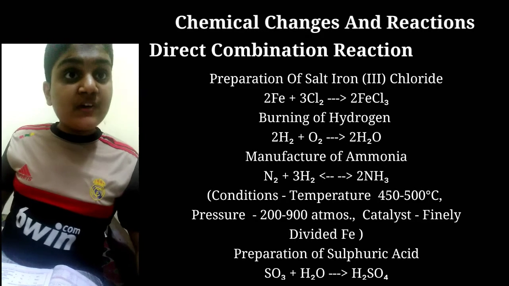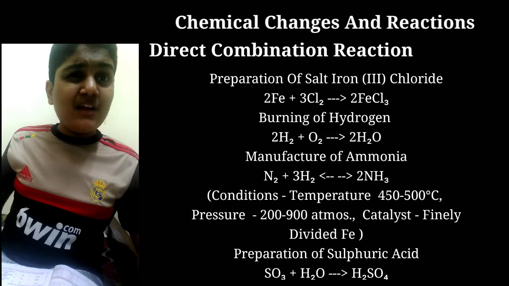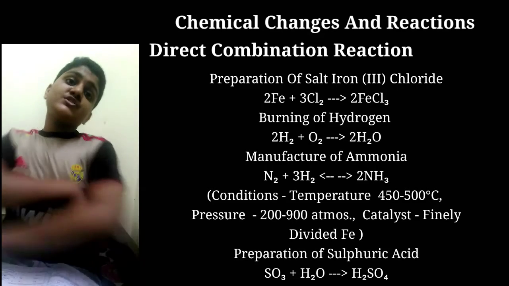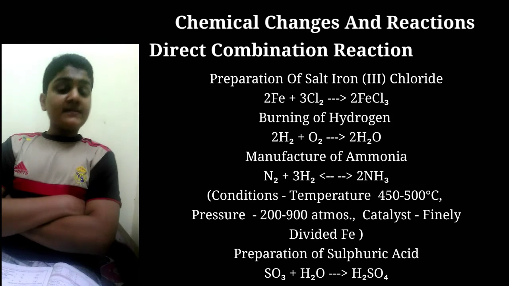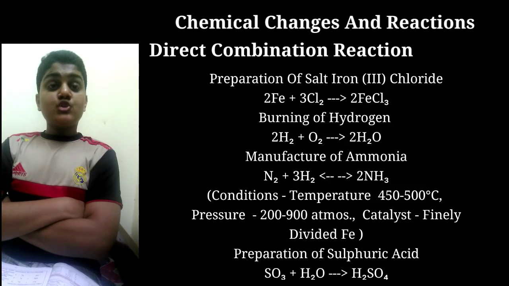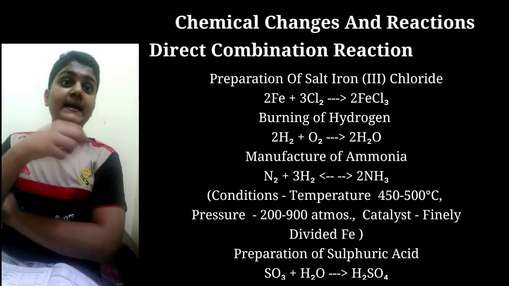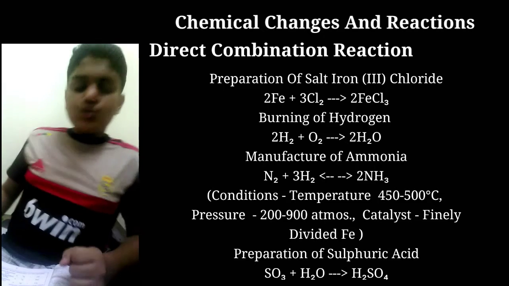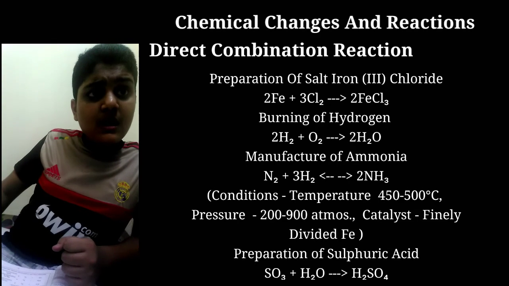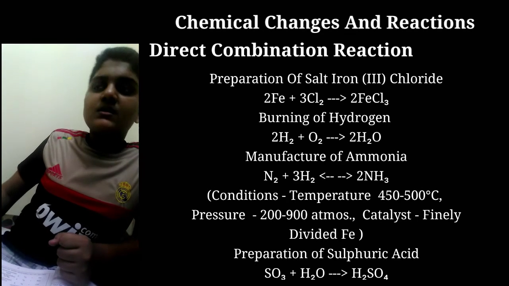Next, how will you manufacture ammonia? What is the formula of ammonia? NH3. How will you manufacture NH3? It is clear. N and H are there, nitrogen and hydrogen. N2 plus 3H2, it is a reversible reaction, gives 2NH3. Why reversible?